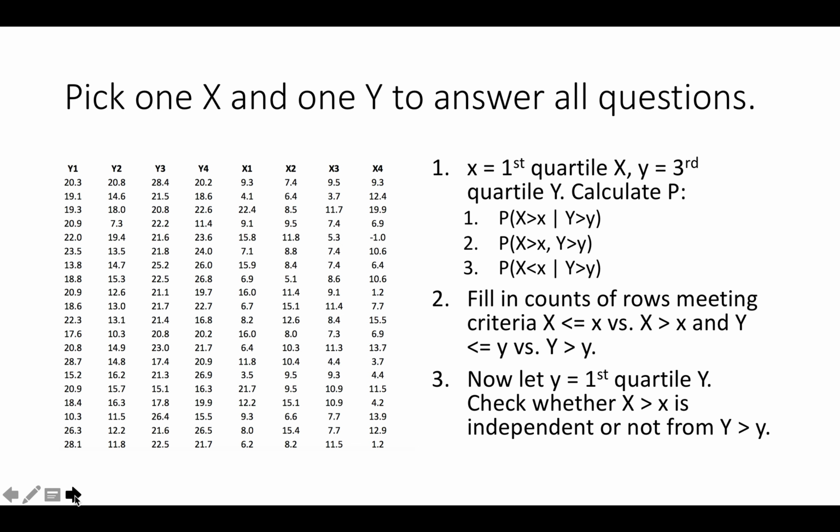question 1. And then question number 3 is if we instead use the thresholds of first quartile for y as well, and then check how often x is greater than the first quartile and/or y is greater than the first quartile, and see if they're independent or if those two events seem to be correlated.